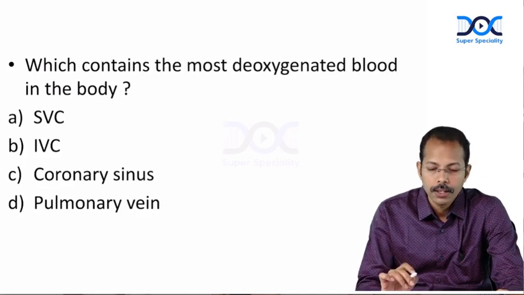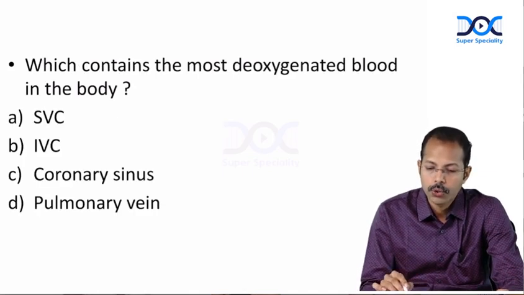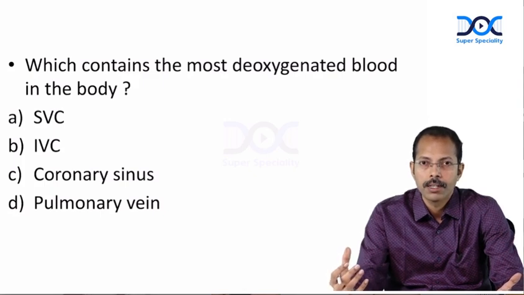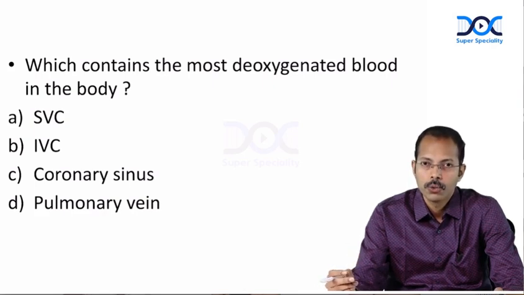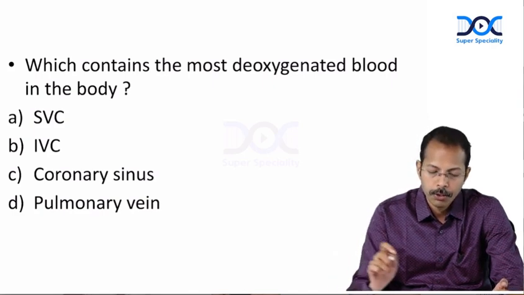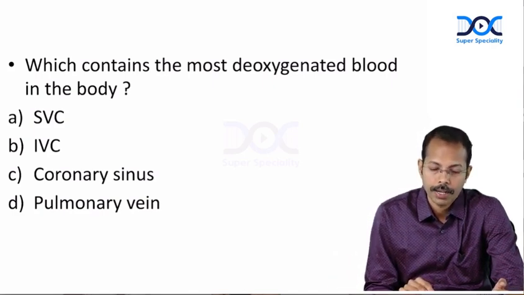The next question: which contains the most deoxygenated blood in the body? The right atrium will be having the deoxygenated blood. The right atrium receives blood from SVC, IVC, and the coronary sinus. So among these, which contains the most deoxygenated blood in the body? The pulmonary vein will be ruled out as it carries the oxygenated blood from the lungs.